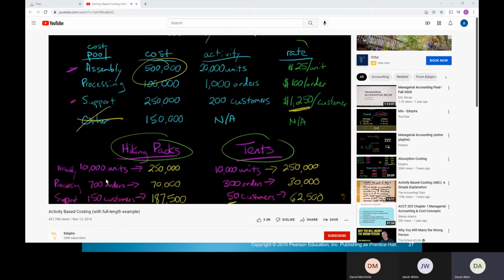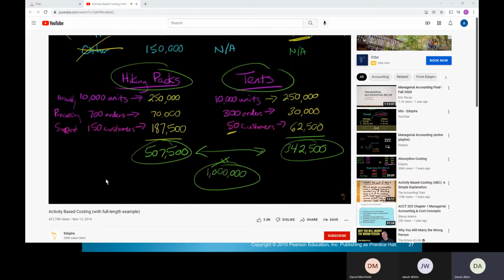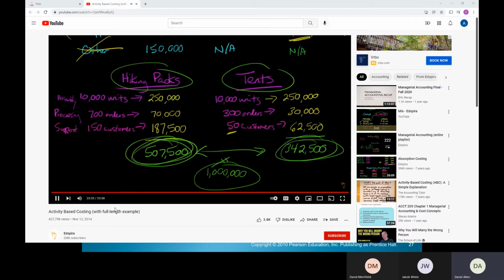We're instead taking multiple rates based on these different cost pools that we identified by talking with our employees to see what is really driving the costs that are in that million. Then we identified those rates and applied them to get our total cost for the hiking packs and the tent division. Then we can look at our direct costs, direct materials and direct labor, put that together with these costs, and we really have an accurate view of what the cost is for each division.